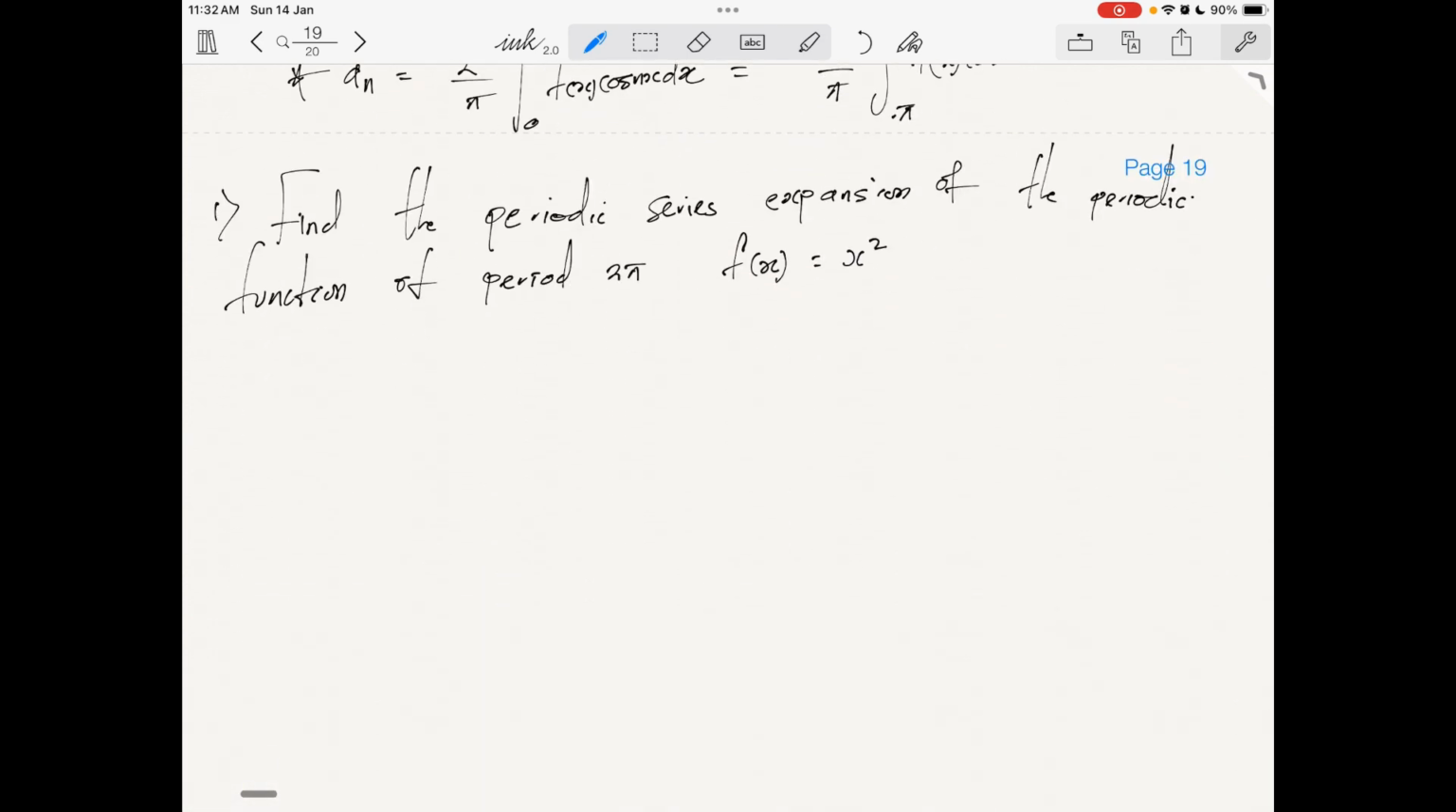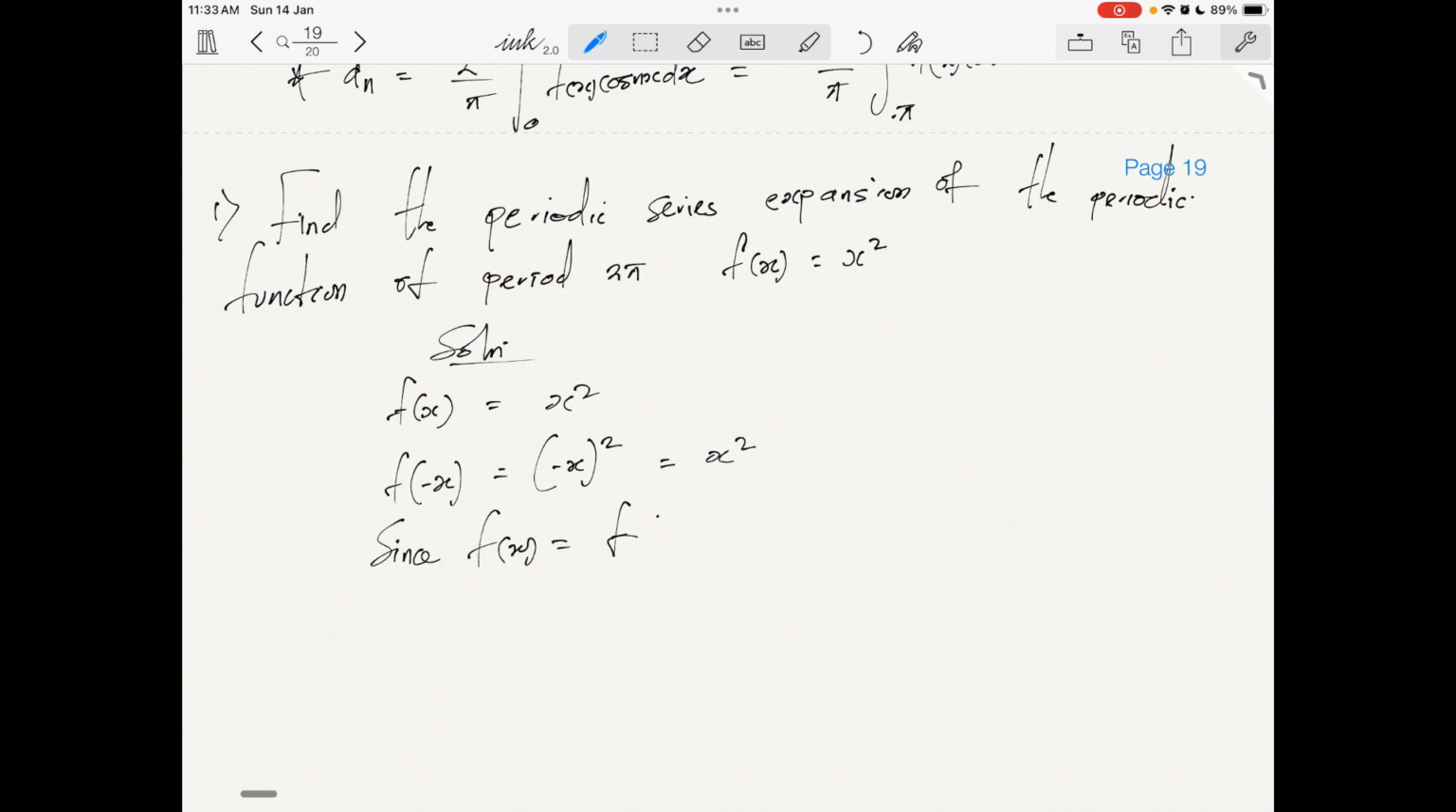Now we have a question here. It says find the Fourier series expansion of the periodic function f of x is equal to x squared. Now if we evaluate f of minus x, we want to check if it is even or odd. So wherever we see x, we put minus x, squared, and this will give us x squared. So since f of x is equal to f of minus x, f of x is an even function.